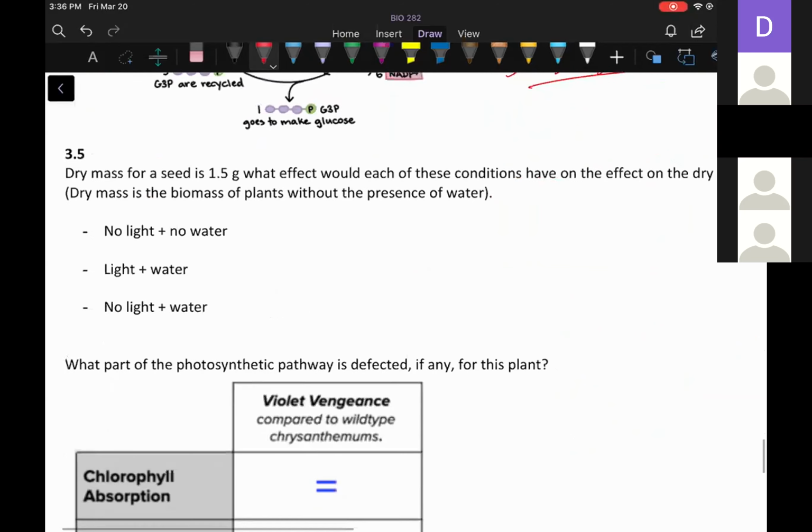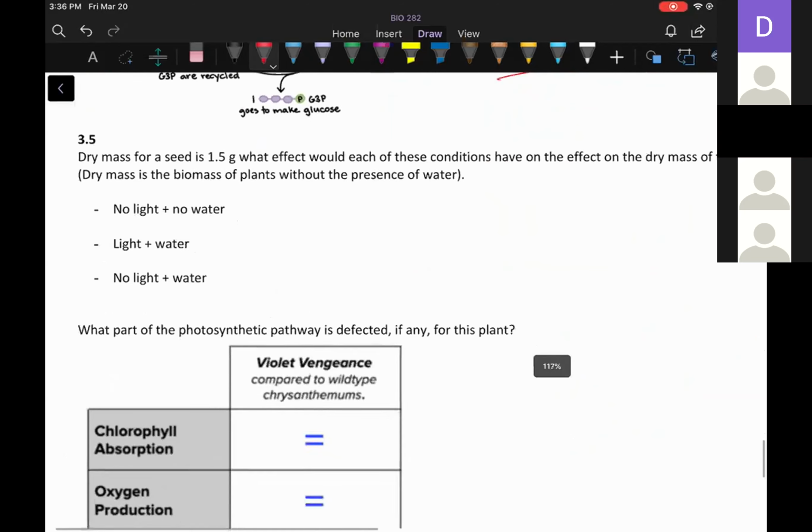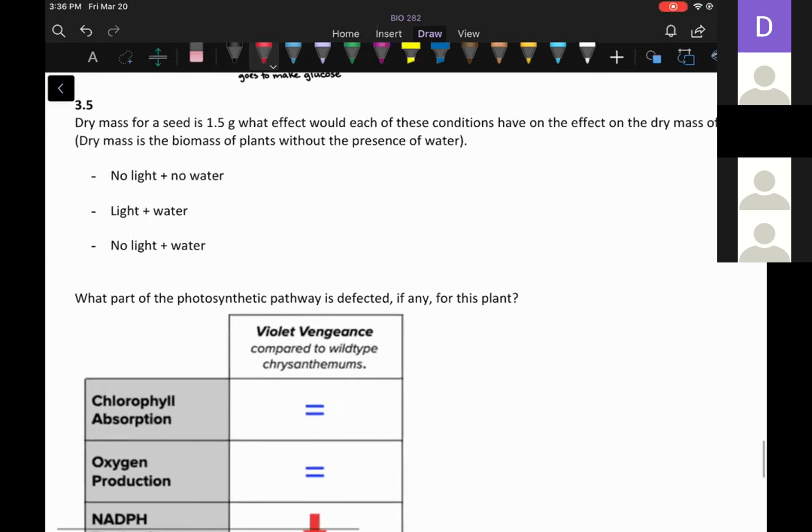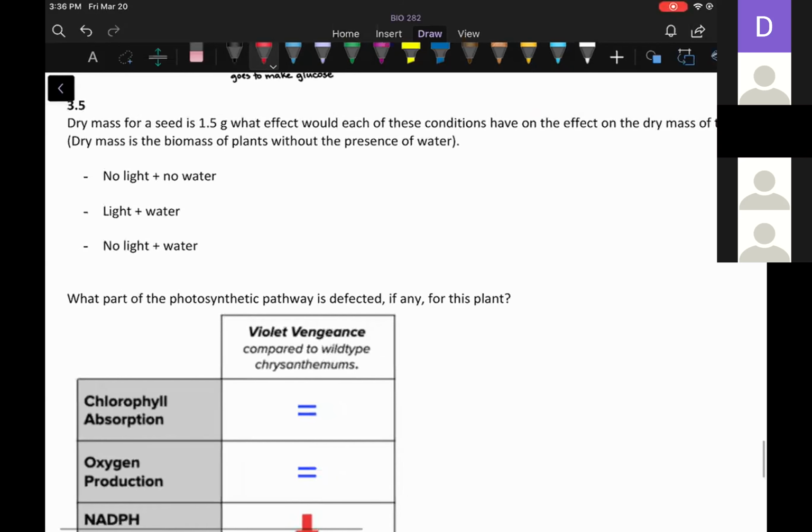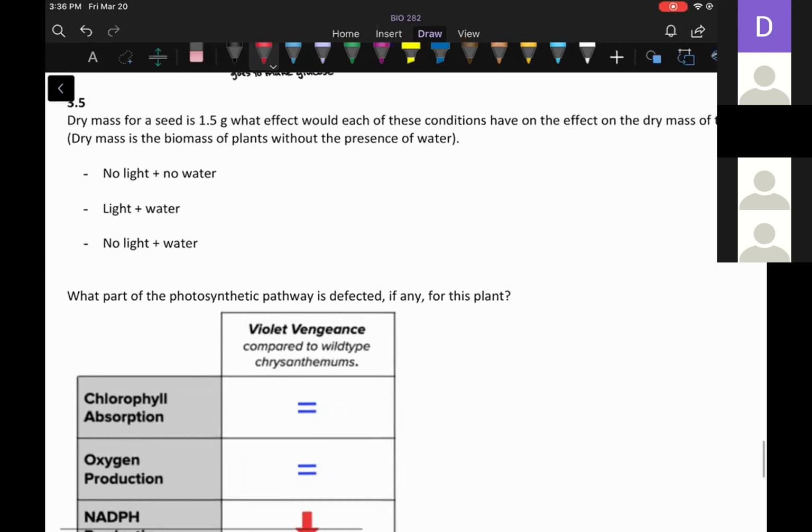All right, so we'll do a little bit of practice with this, and this was the turning point clicker questions that we did in class. The mass of a seed is 1.5 grams. What effect would these conditions have on the dry mass of the plant? So no light and no water. What would happen there? Would it be less than, greater than, or equal to 1.5 grams?